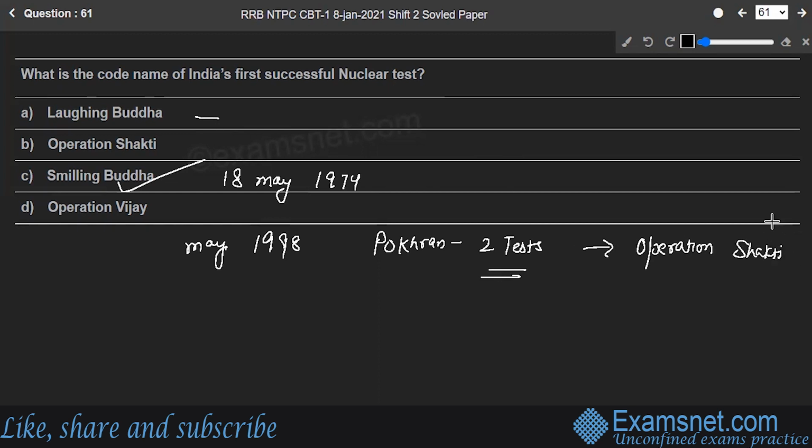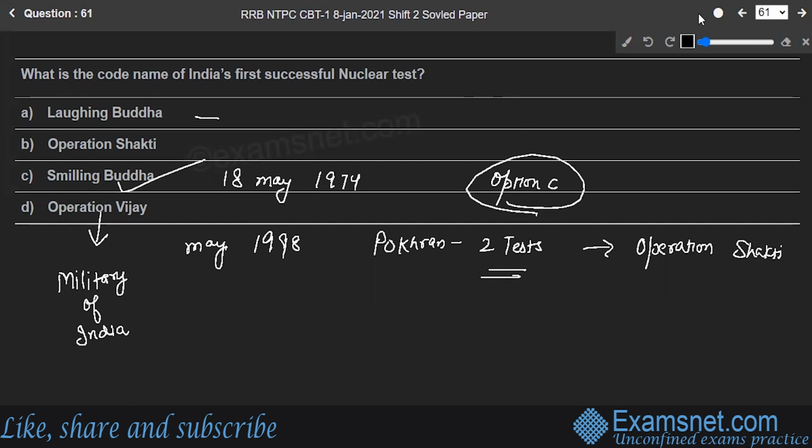Operation Vijay was an operation by the military of India that led to the capture of Goa, Daman, and Diu and Anjadiva Islands. So, option C is the answer to this question. Hope you understood this. Let's move to the next question.